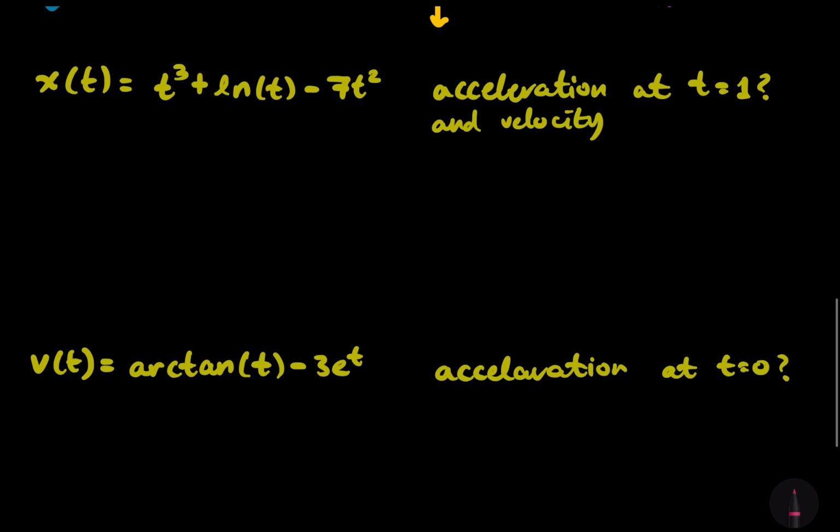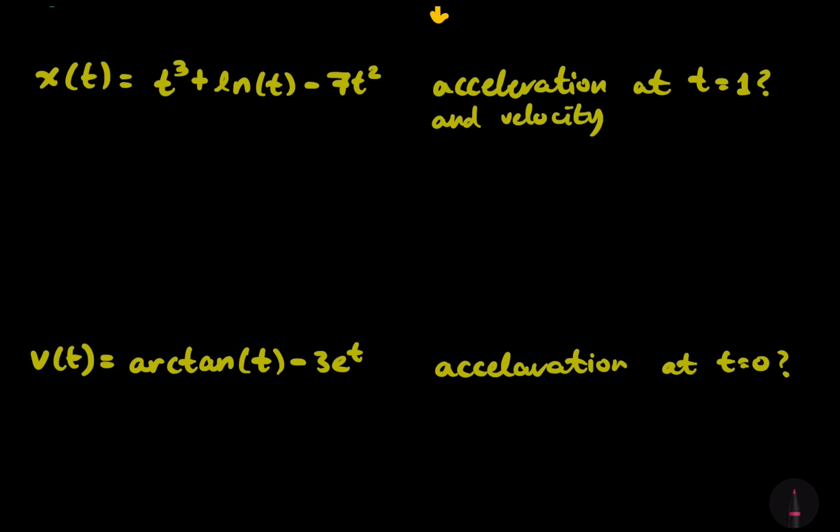Anyways, let's go ahead and actually solve some motion problems now. So we're given x of t, which is this lovely function right over here. And we want to find the acceleration and velocity at time t equals 1. So let's go ahead and do that.